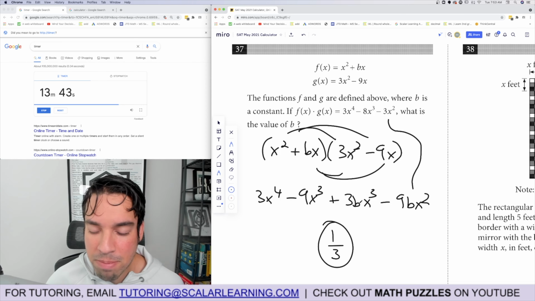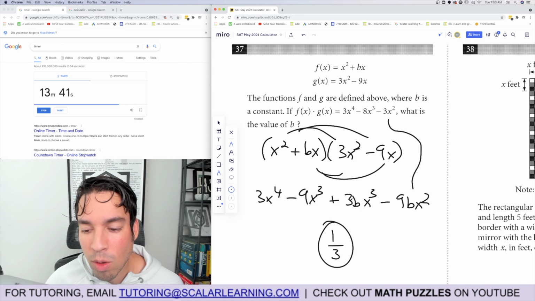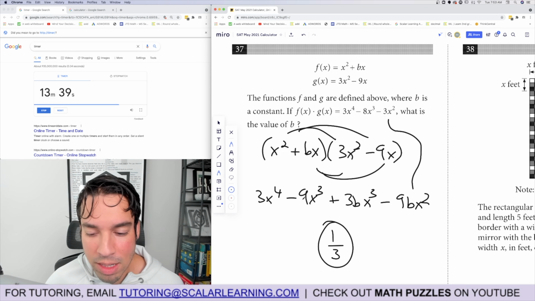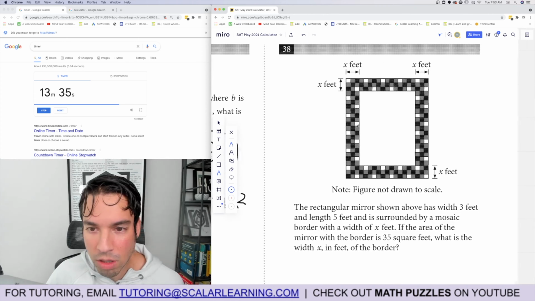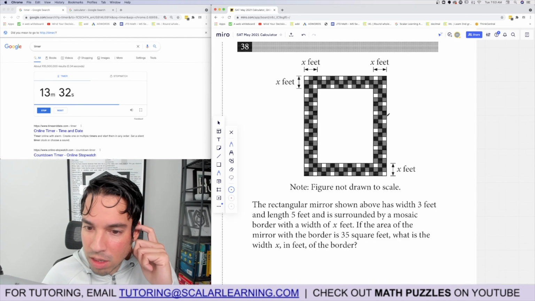Now I can double verify. If b is 1/3, I times it times 3, I get 1x cubed plus negative 9x cubed. I do get that negative 8x cubed. Double verification, we're good to go. 38 for the final one. Gonna finish a little early.